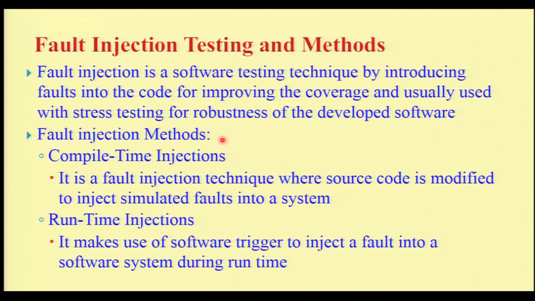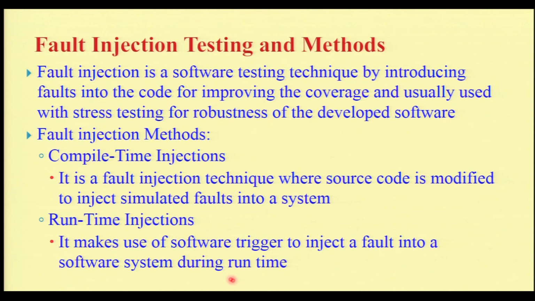One is the compile time injection. It is a fault injection technique where source code is modified to inject simulated faults into a system. The other one is the runtime injection. It makes use of a software trigger to inject a fault into a software system during runtime. So, these are the two fault injection methods. One is compile time injection, the other one is runtime injection.